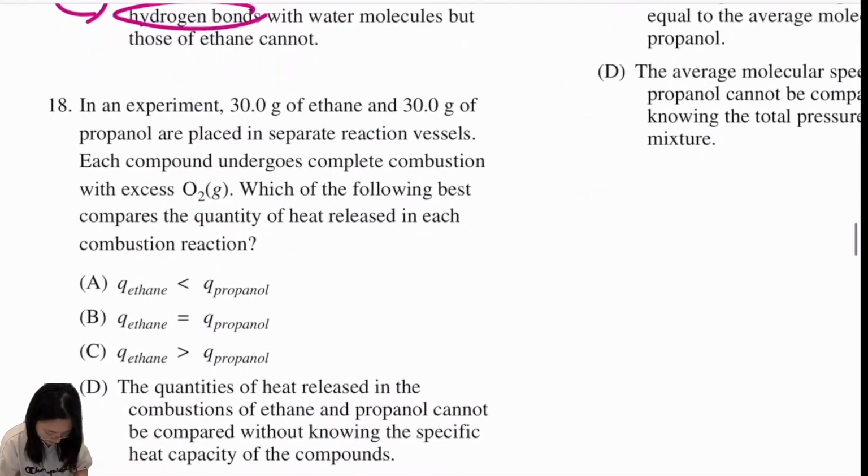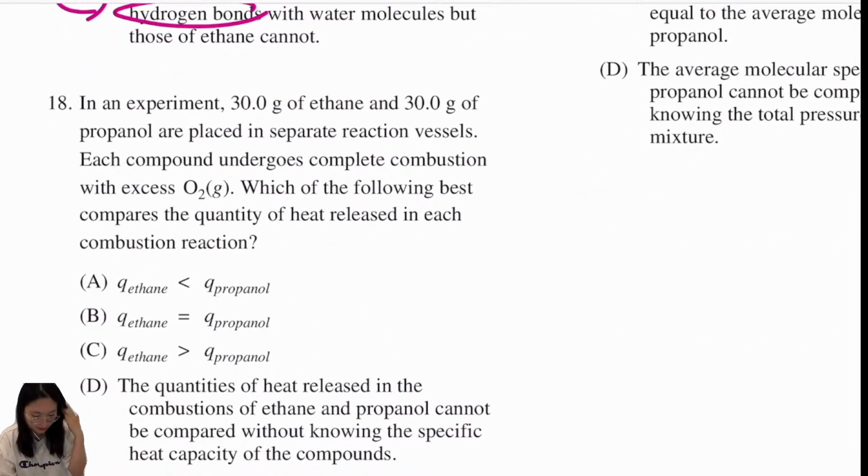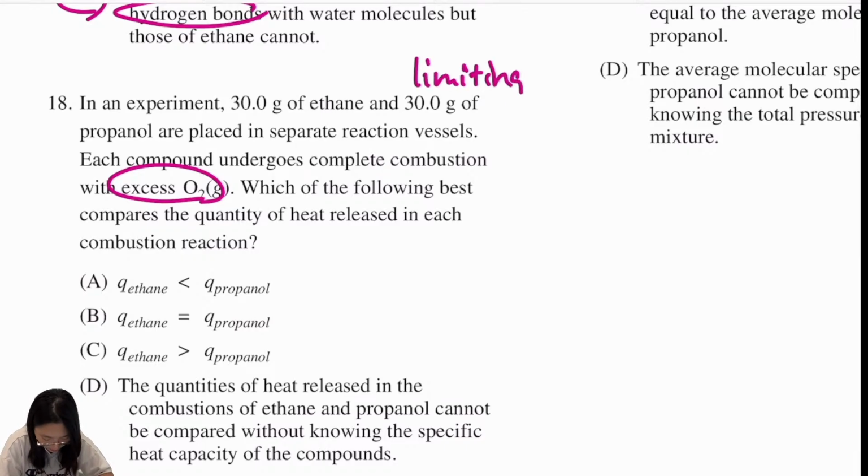Question number 18, in an experiment, 30 grams of ethane and 30 grams of propanol are placed in separate reaction vessels, and each compound undergoes complete combustion with excess oxygen. Excess oxygen means for both reactions the limiting reagent is either the ethane or the propanol, not the oxygen. Which of the following best compares the quantity of heat released in each combustion reaction? Okay, so it's 30 grams for each of them.